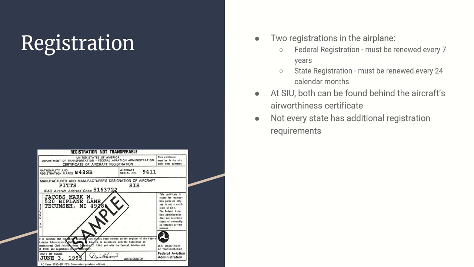Both of those are tucked behind that airworthiness certificate in that clear packet down by the pilot's feet. Not every single state, remember, has the additional registration, but we do. So make sure that that document is in there before you go flying. Otherwise, again, the aircraft is not airworthy.